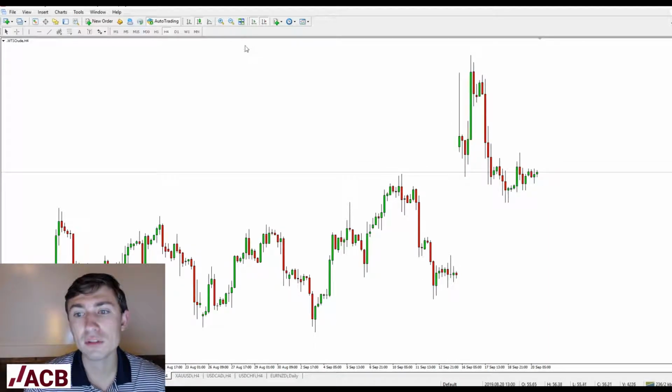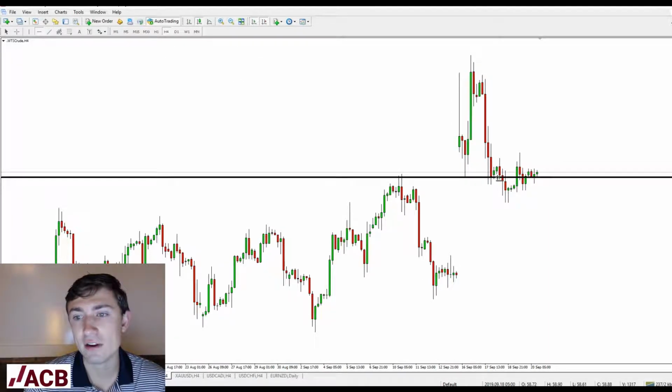WTI crude, similar story. If we highlight this area here, you can see that price was holding as a support there. This was a previous level of resistance, right? So it held as a support beautifully there. We got another second minor bounce before breaking underneath, and now we're just chopping around.